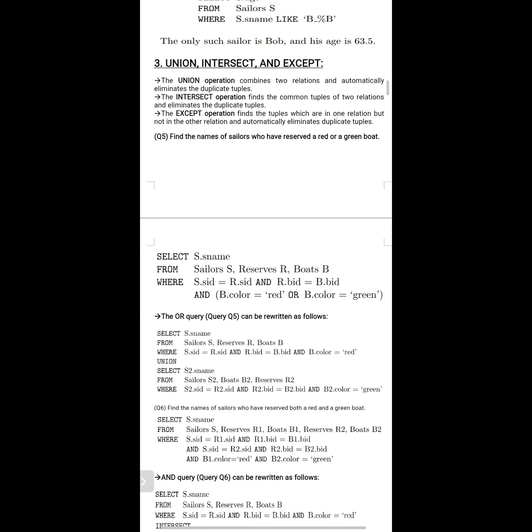Okay, find the names of sailors who have reserved either a red or a green color boat. So we can select either a red boat or a green boat, and in such a situation we can use union. Without union, we can write it like this: select S.sname from Sailors S, Reserves R, Boats B where S.sid = R.sid and R.bid = B.bid and B.color = 'red' or B.color = 'green'. So here we are not using union, we are directly writing the query.